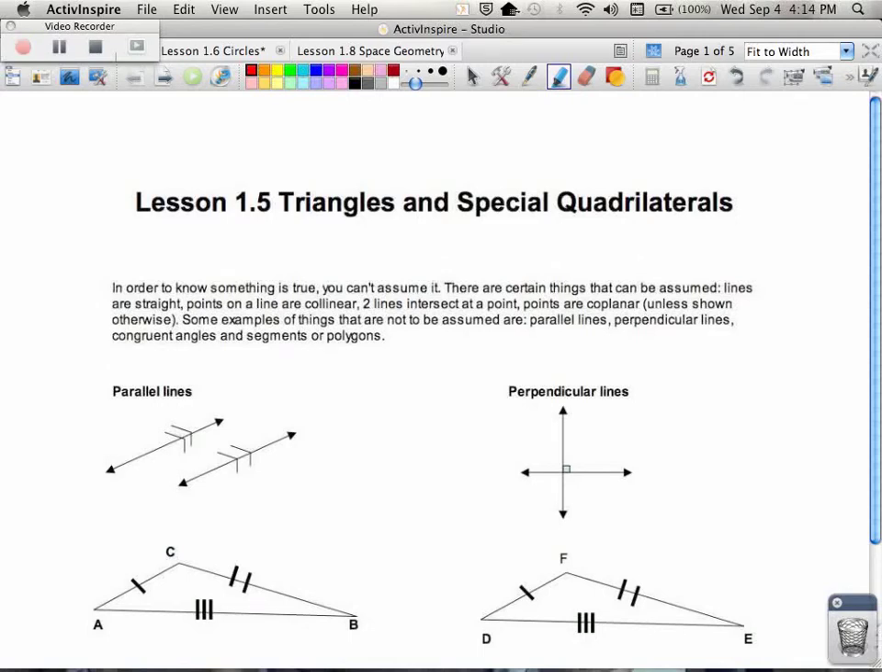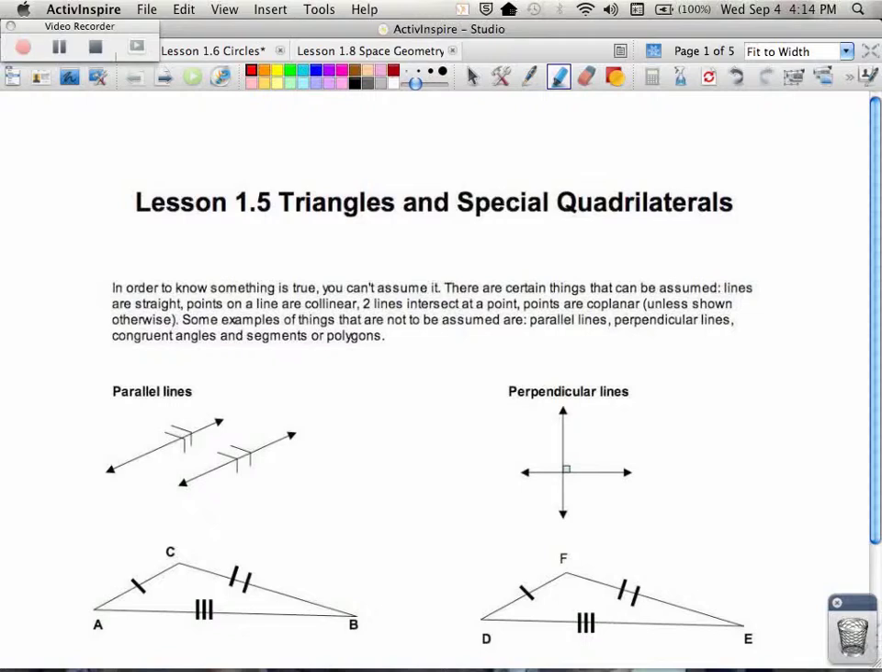In lesson 1.5, we're going to talk about triangles and some special quadrilaterals. In order to know something is true in this section, you can't assume it. There are certain things that you can assume, however. For example, you can assume that all lines are straight.